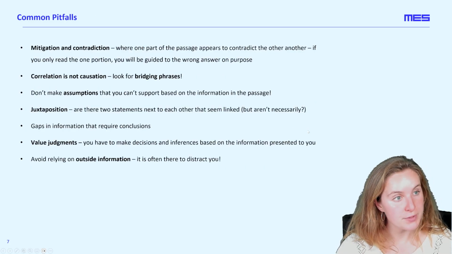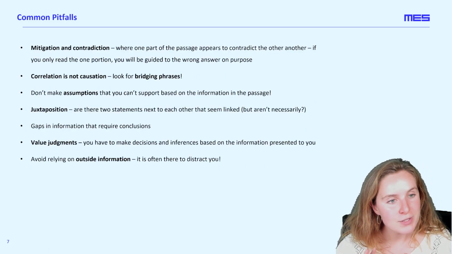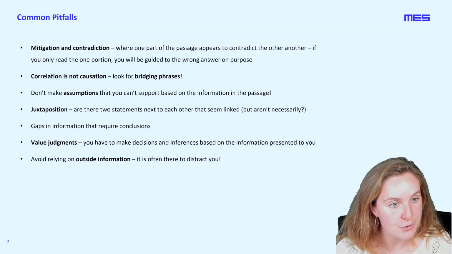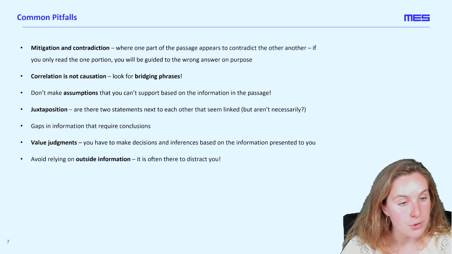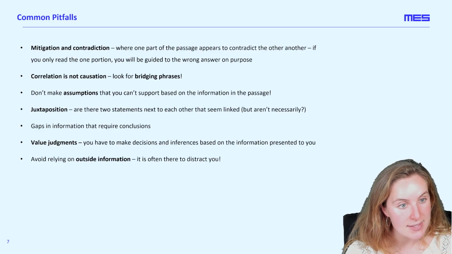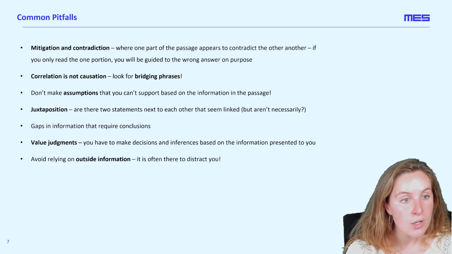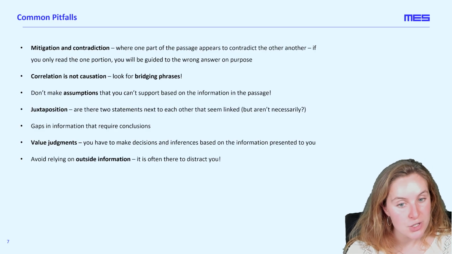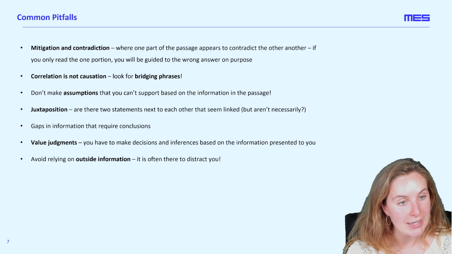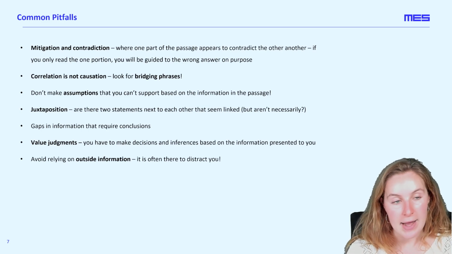Some common pitfalls for this question, because it's quite a value judgment type of question in which you have to rely on conclusions and you have to evaluate. It's important that you are using those reading and scanning skills to scan the passage for keywords and ensure that across the passage, the opinion or the presentation of the topic is not changing. So that's your first mitigation and contradiction.